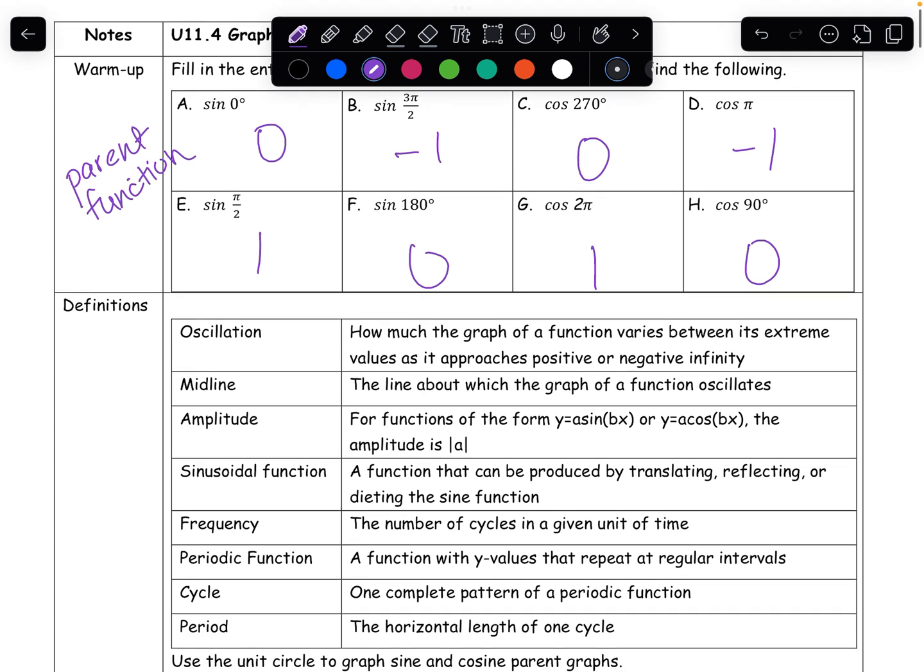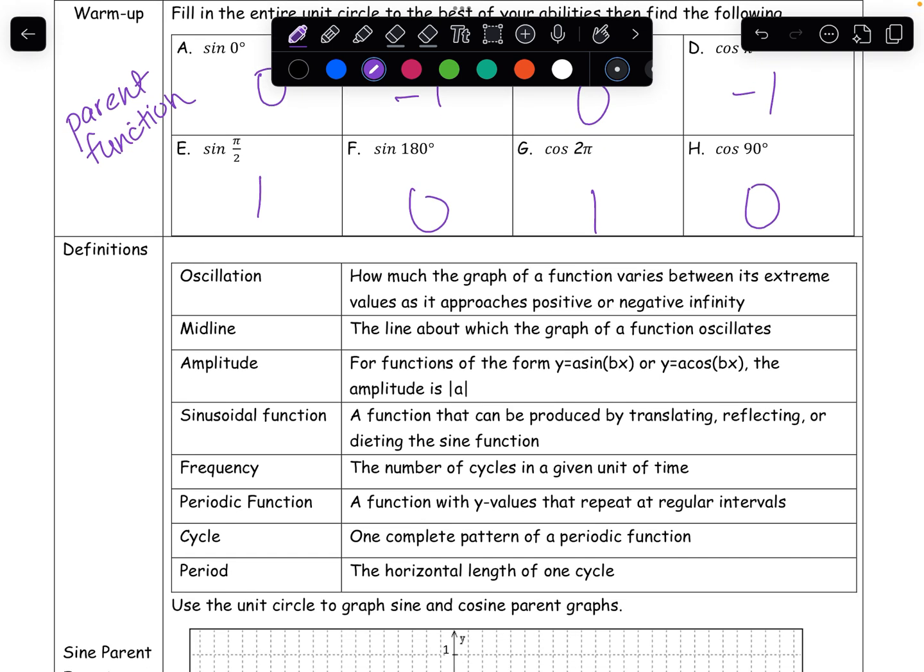Okay, so we got a lot of definitions today. We got oscillation, it's how much the graph of a function varies between its extreme values as it approaches positive and negative infinity. So it's just going between its maximums and minimums. Our midline is like the middle of your graph. It's literally a line that cuts your graph in half. Your amplitude is how high up your graph goes.